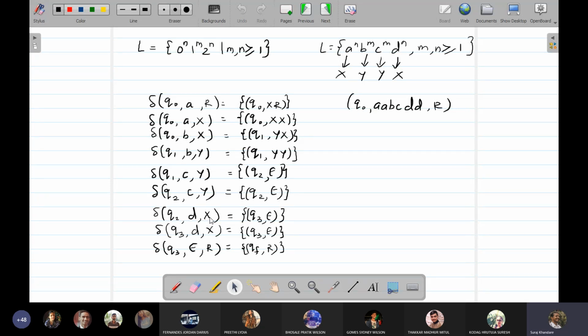In Q2 when we get D, stack top is X, we change the state first, so we go to Q3 and remove the stack top element, which will be X. In Q3, input is D, stack top is X, we stay in the same state Q3 and remove the stack top element. In Q3 when the input is finished, stack top is R, we go to the final state QF. And you can take one problem for practice, AABCDD. Like that you can take one problem and solve it.